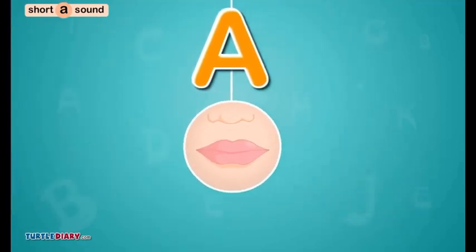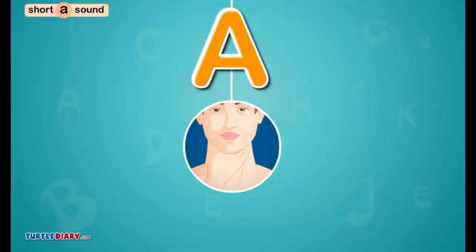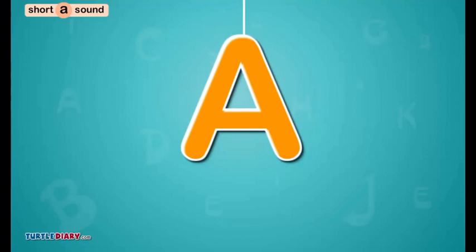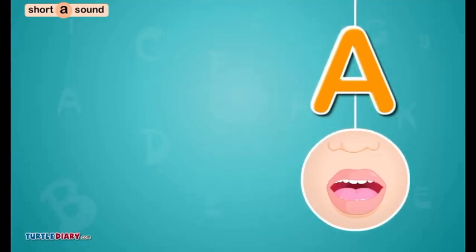How to make the sound? Open your mouth wide. Keep your tongue low and puff out air from your mouth to make the A sound, as in apple. Try again. This time, put your hand on your throat. It moved or vibrated. Let us look at some more words that begin with the letter A and make the A sound, as in apple.